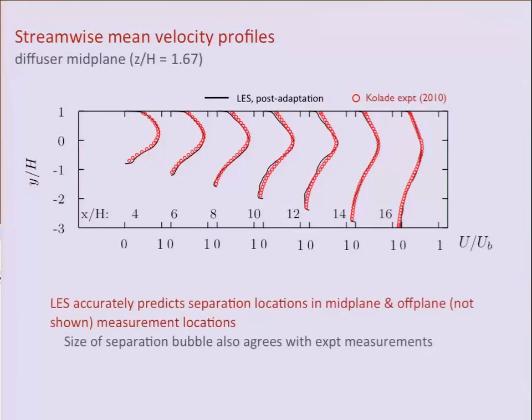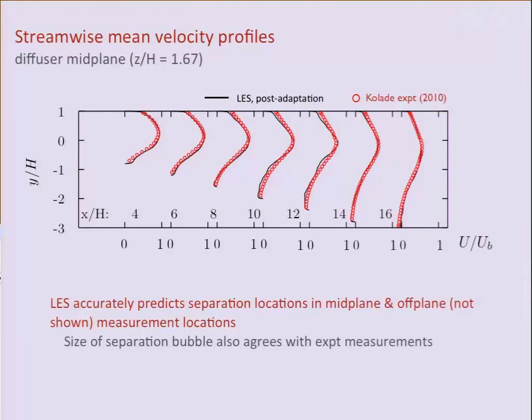You can do finer scale comparisons. So these are streamwise mean velocity profiles in that same midplane. And you can see that these are at different stations as you march further downstream in the diffuser. And you can see that eventually, close to the wall, the flow is actually traveling upstream. So there is a mean separation bubble.